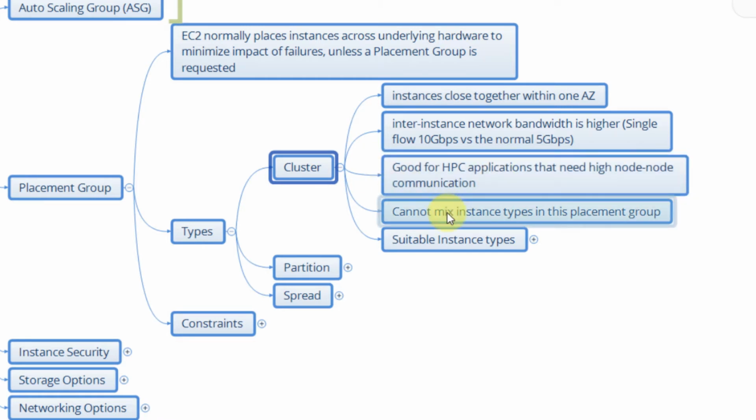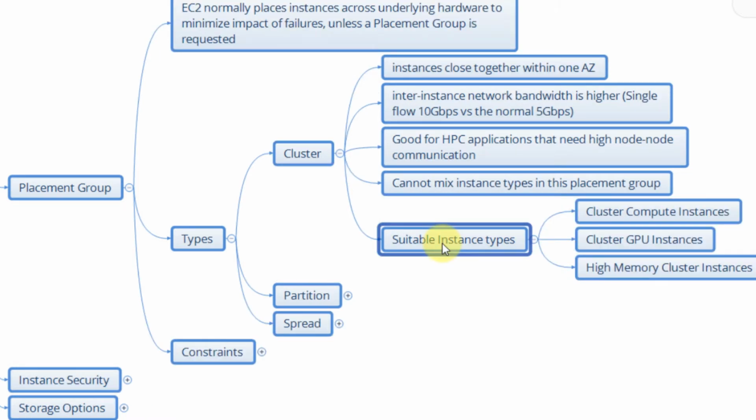In the cluster placement group, you cannot mix different instance types, and the types that are suited to the cluster placement group include cluster compute instances, cluster GPU instances, and high memory cluster.